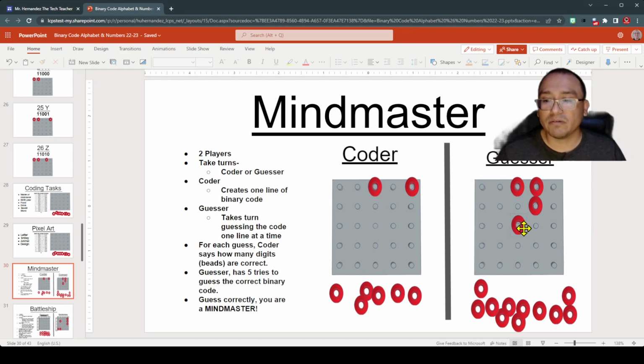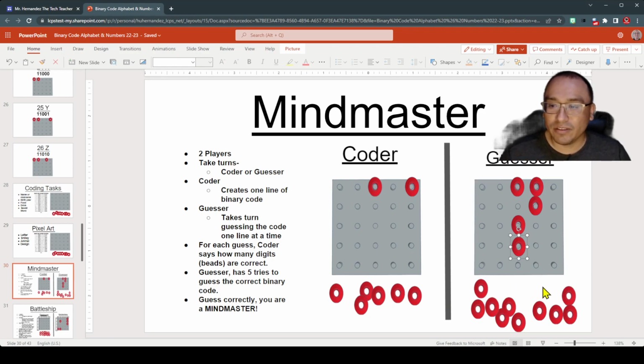Okay, so I have 1 bead correct. I know this one goes there. I know it's not this one here. Okay. And so I only have 2 more tries as the guesser. So my next line, my 4th try, I'm going to put 1 right there. And then, I could go either way.